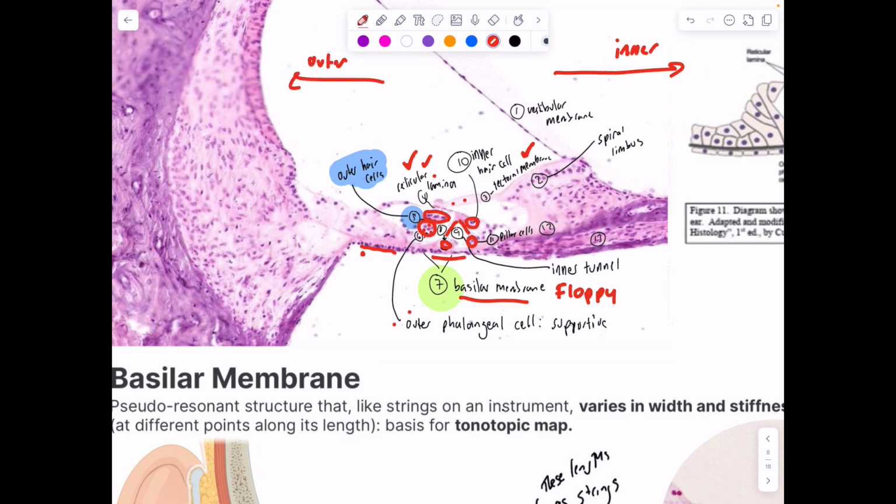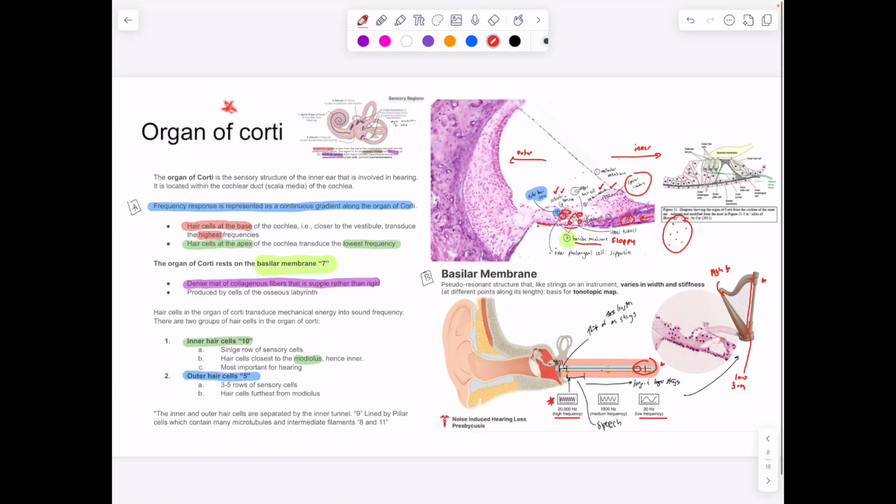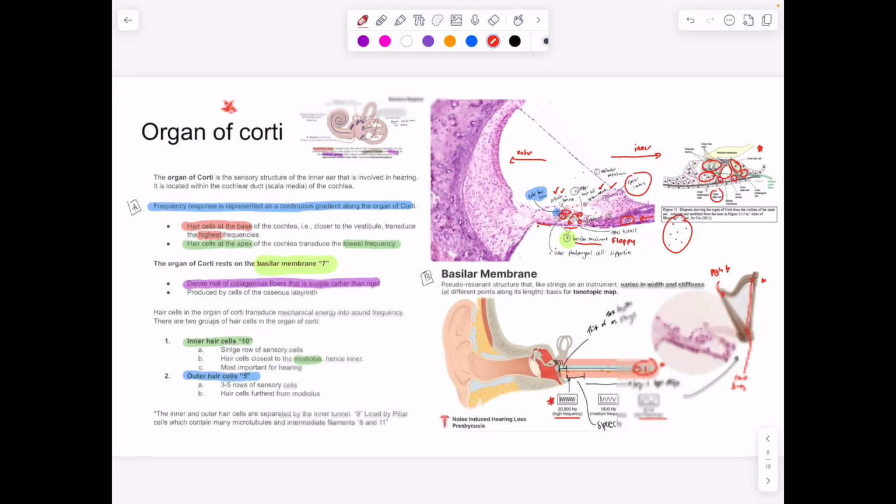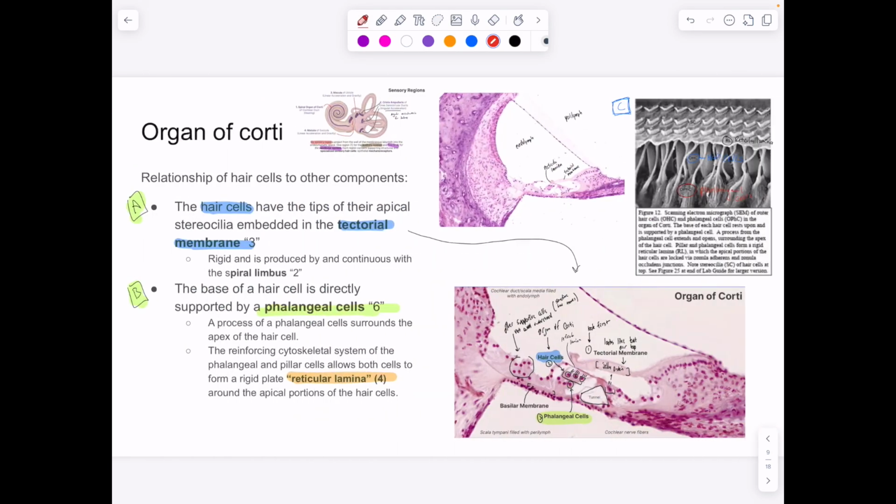Okay, we already talked about the spiral limbus. We said it produces the tectoral membrane. And then this region right here are dendrites from the ganglion cells, which are going to be inside of the modiolus, the bony part of our cochlea. Okay, so not too bad. I'm sorry this diagram is really blurry, but here you can see this is the inner tunnel, and we have pillar cells at the bottom, inner hair cell, outer hair cells. These are phalangeal cells. Okay. All right. So moving on.